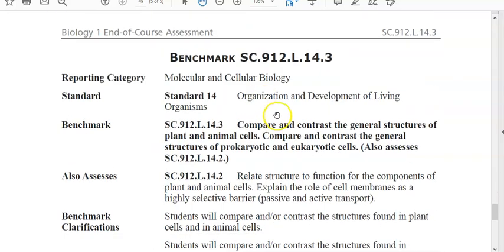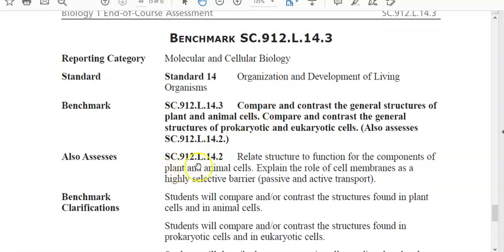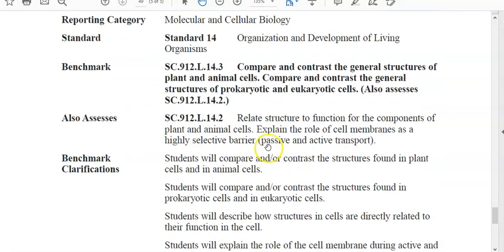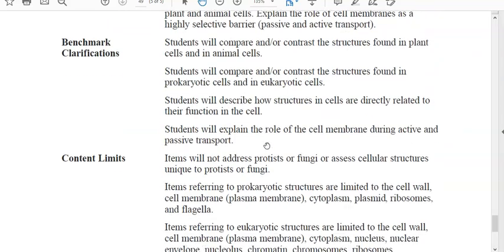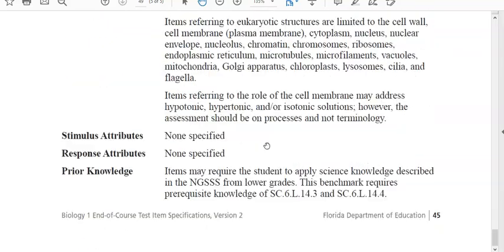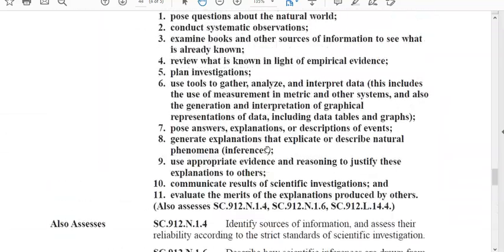And the last one, your parent standard, or the keystone standard, is L14.3, but it also assesses L14.2, which are the last two standards for DIA2. Both of the clarification and content limits for both of those standards are on this one insert for the test item specifications.